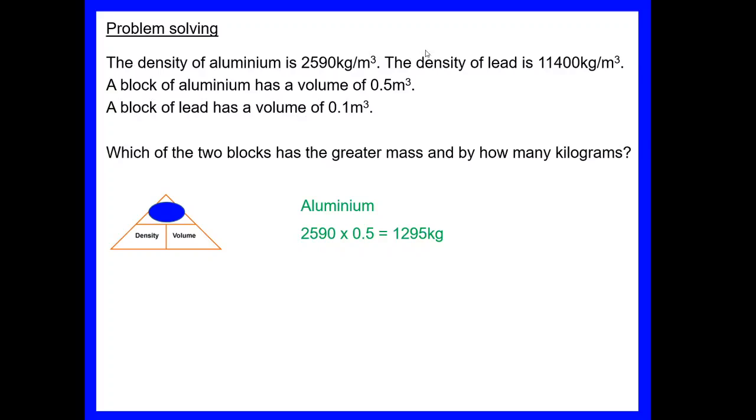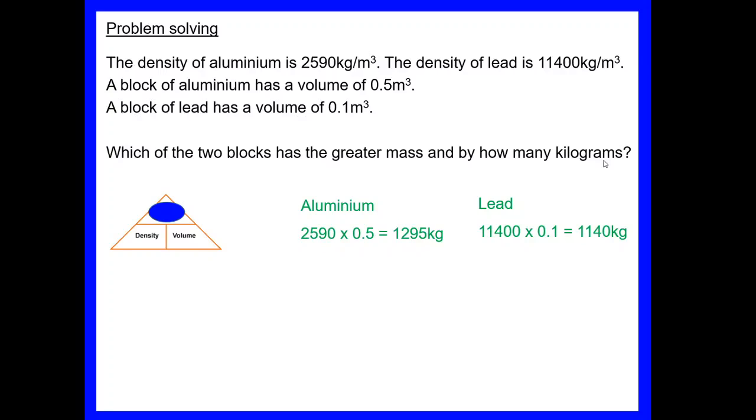So the aluminium had a density of 2,590 kilograms per meter cubed, and it had a volume of 0.5 meters cubed. So making sure we've used aluminium with aluminium together. That gives us 1,295 kilograms. We'll do the same with the lead. So the lead had a density of 11,400 kilograms per meter cubed, and its volume was 0.1 meters cubed. So we've multiplied those, 1,140 kilograms.